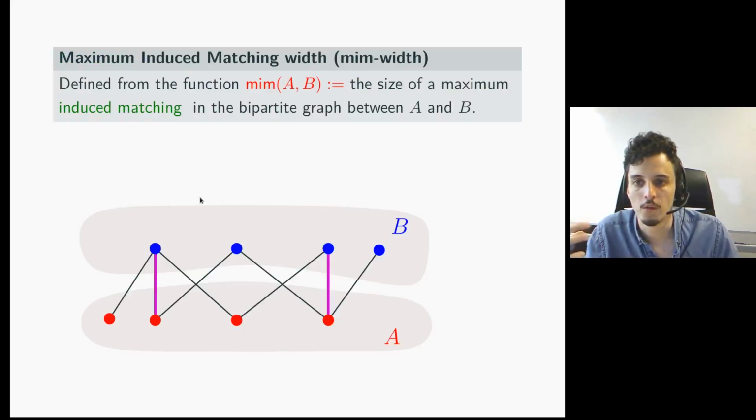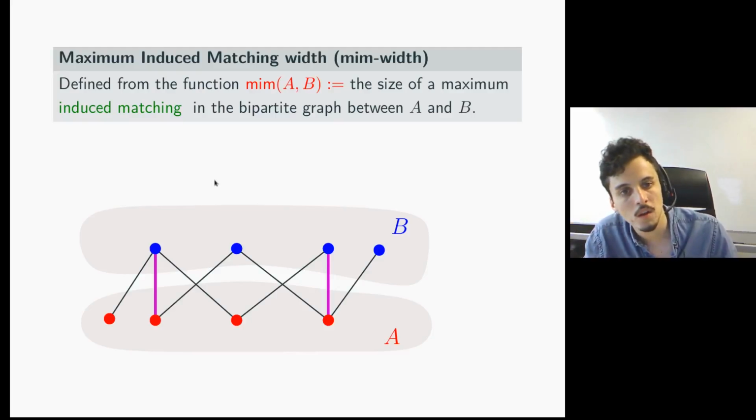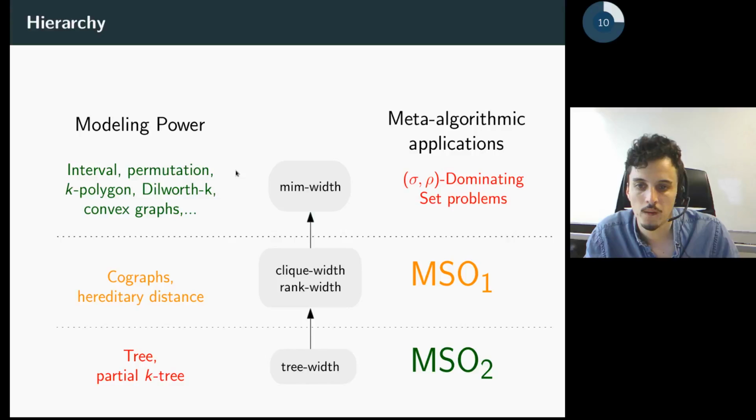Now for Mim-width, we take a different function. We take the function that takes a cut (A, B) and returns the size of a maximum induced matching in the bipartite graph between A and B. So this is a maximum induced matching of this cut, and you can see that this cut has Mim-width 2. So that's for the definition.